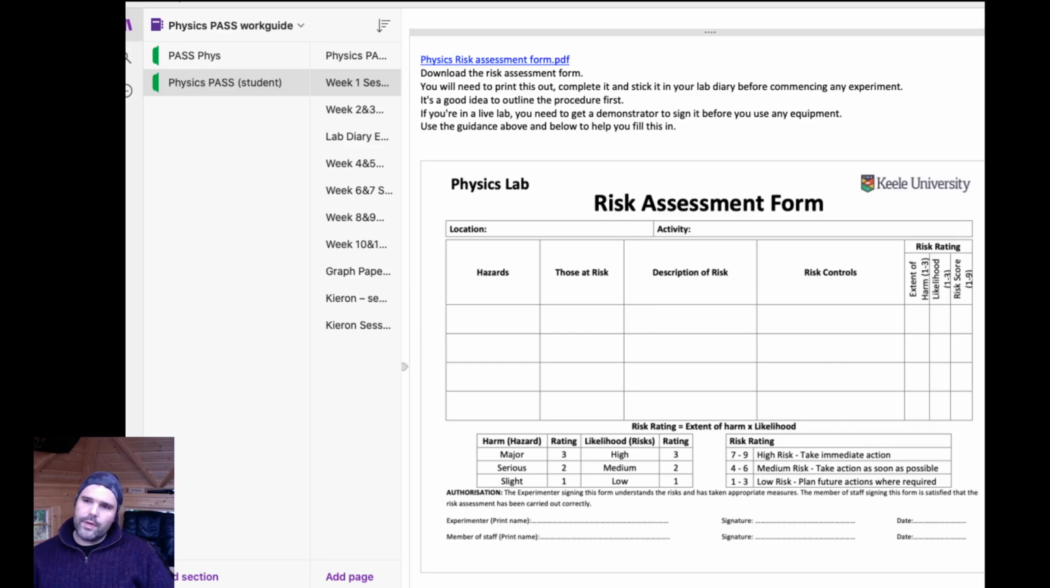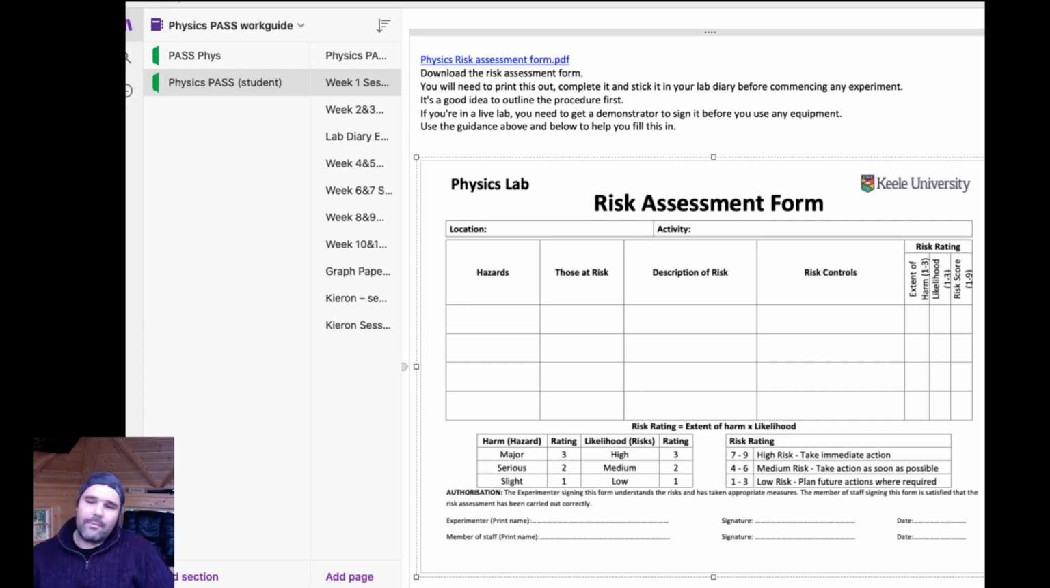Extent of the harm 1 to 3 and likelihood. So how bad could it get? 1 to 3. Well, not very. It's a wire. It might get a bit warm. You could potentially... I've got a few places where I've lost fingerprints from bits of hot wire. It's not the end of the world.